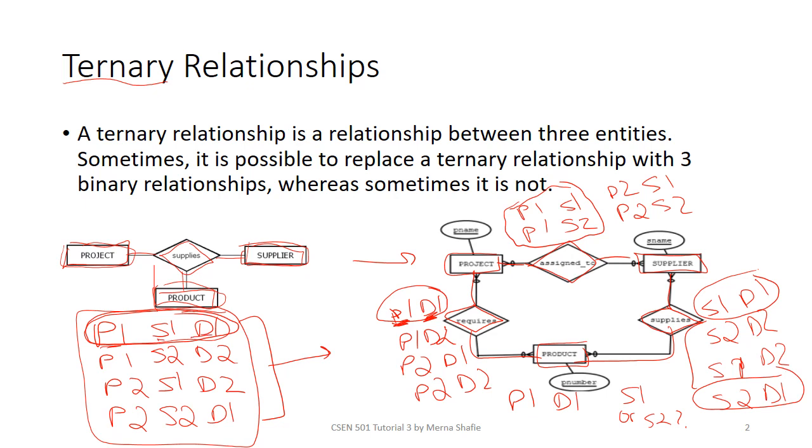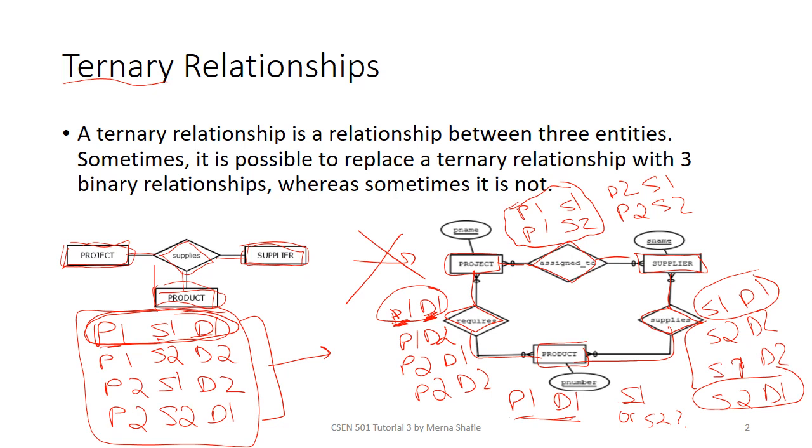Although I know for sure that project 1 was given product 1 by only supplier 1 from the ternary format or from the ternary example. So this split made me lose the piece of information of project 1 was given product 1 by which supplier. It is lost. Once an information is lost, then this transformation is an incorrect one. It is not the same thing. It does not do the same job. So in this case, I'm sure that this transformation is wrong.